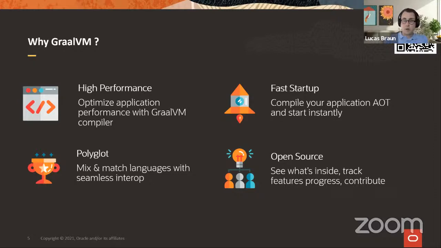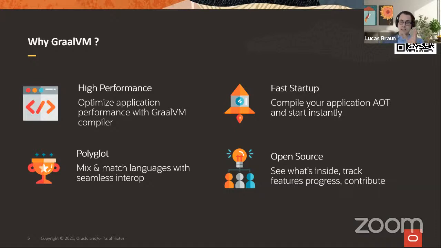GraalVM is also polyglot, multilingual, right? As I just showed on the slide before, since all these languages get into a union representation, you can mix and match languages with seamless interoperational characteristics between them, right? So you can have a JavaScript script that calls into, I don't know, a Python package that uses a Ruby gem to do something, right? Or you can actually have a Java application that does something with JavaScript, gets the result, and renders it with Ruby, and in between does some machine learning stuff with Python.